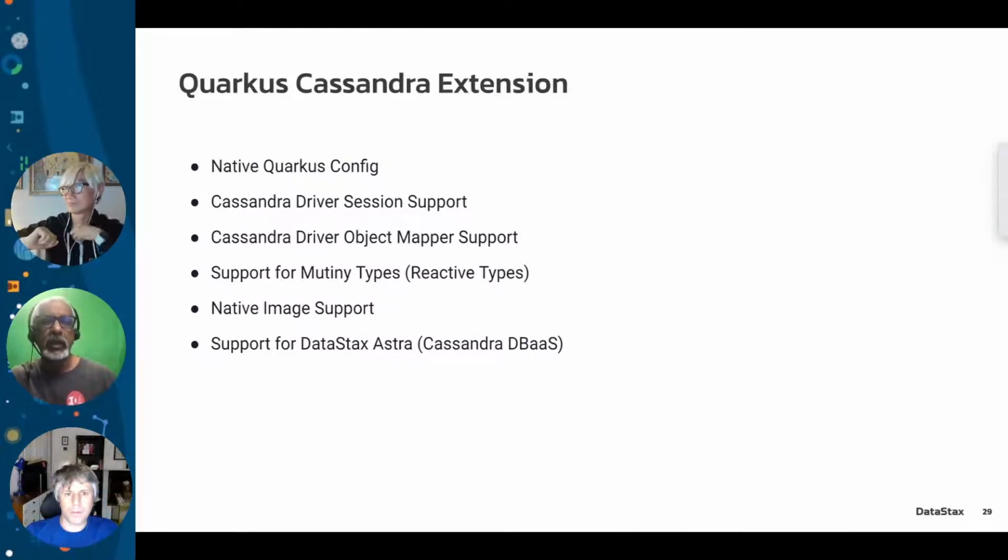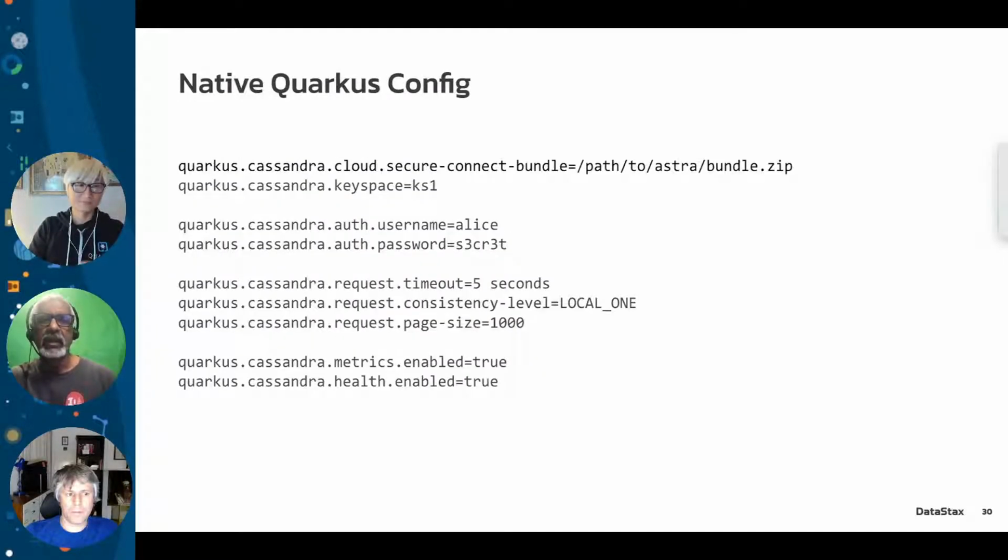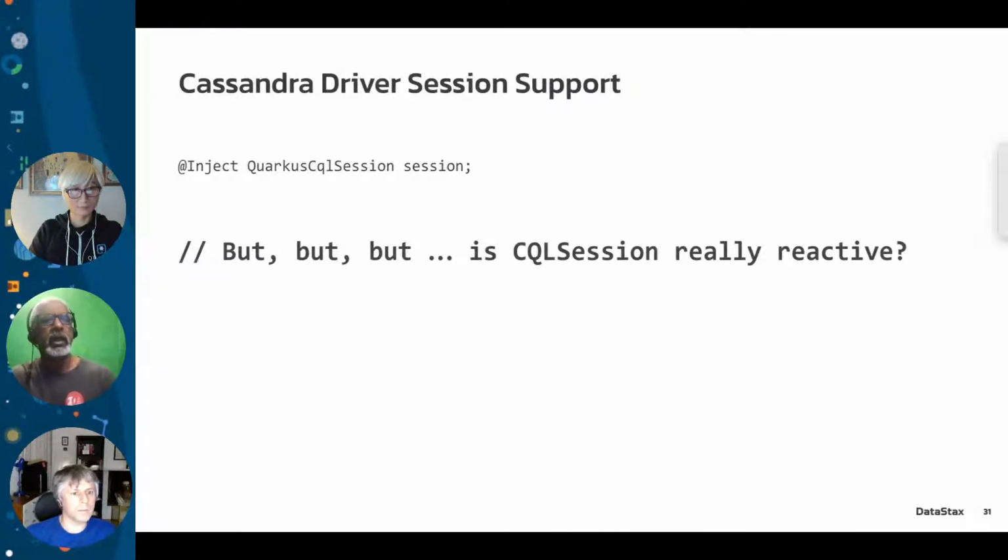There's support for Mutiny types, which are the reactive types, and then there is support for other things as well. You'll see today how we're going to use Astra. All that you're going to do is point it to a secure connect bundle, and we'll see that, and point it to a keyspace, and then provide the username and password details, and you're up and running. You will do this all in the workshop yourself. So you're going to download the bundle and so on.